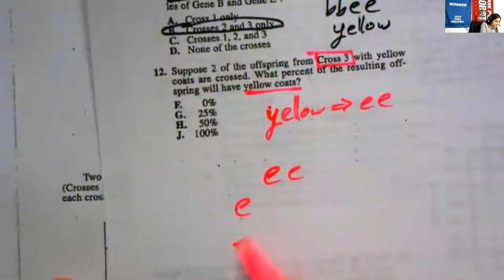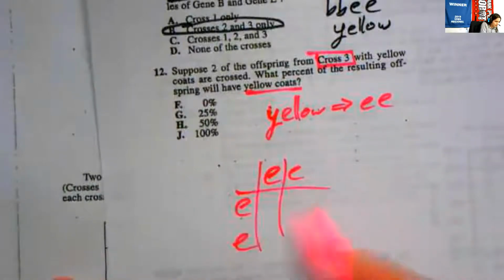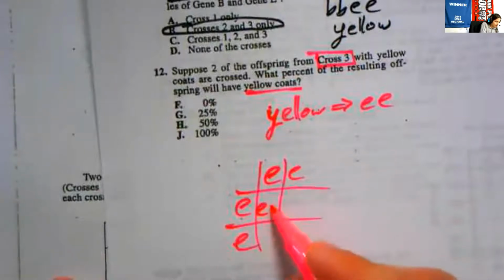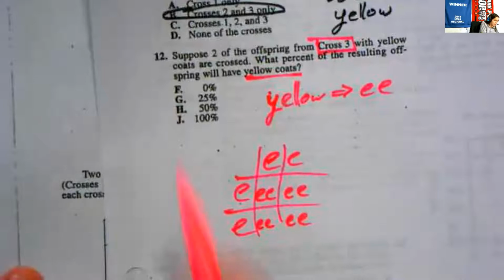So if we have e, make our little Punnett square, what do we get? We get all little e alleles for each one of these guys. So what's that going to be? 100% going to have yellow coats.